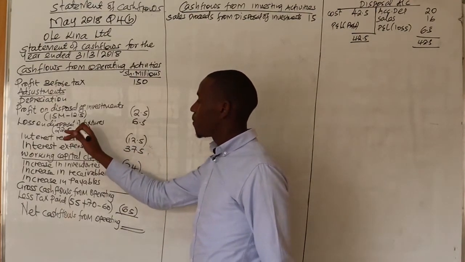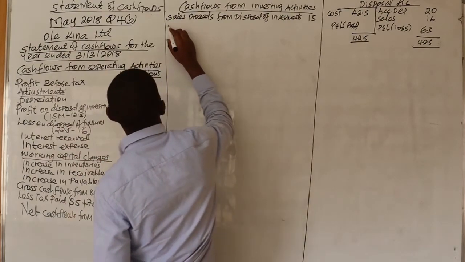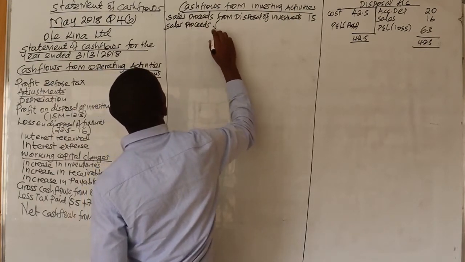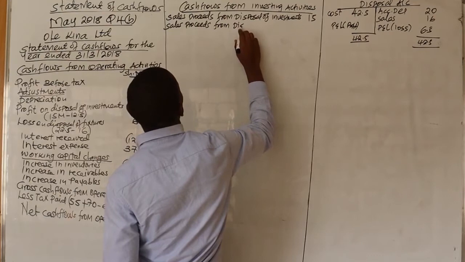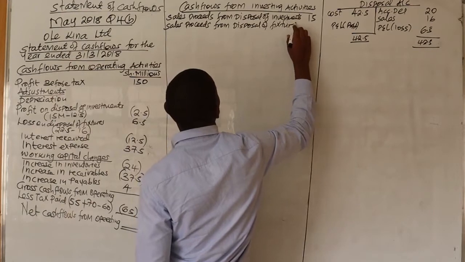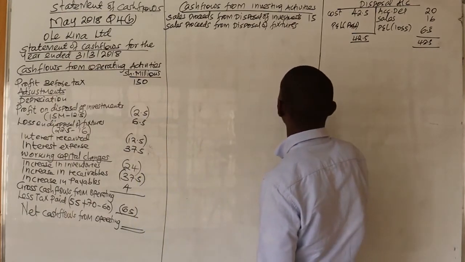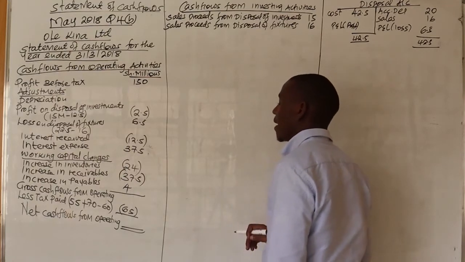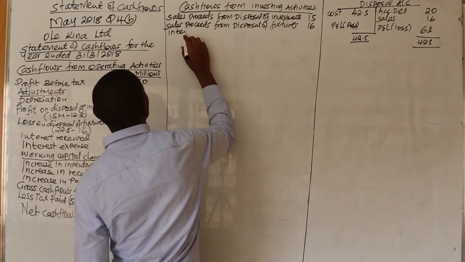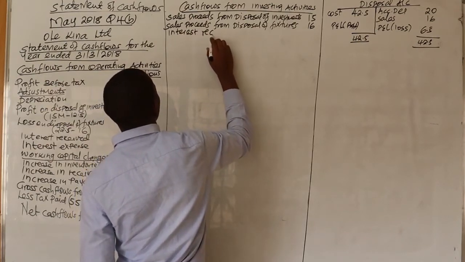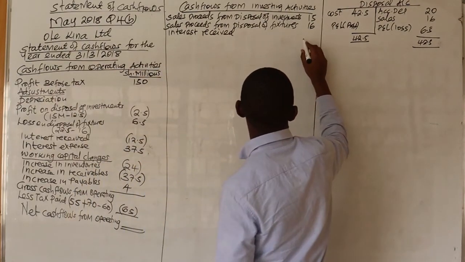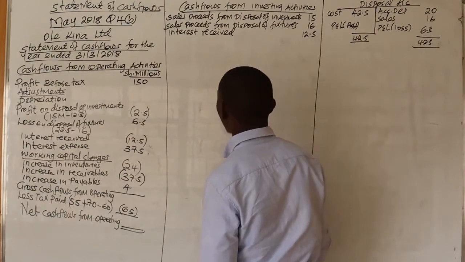There was also this disposal of fixtures. So we'll also have the sales proceeds from disposal of fixtures. Remember that is a cash in. So it was disposed for 16. So we'll add that. We'll also have the investment income, that is the interest received. And the interest received, I said you less it there, you come and add it here, 12.5.